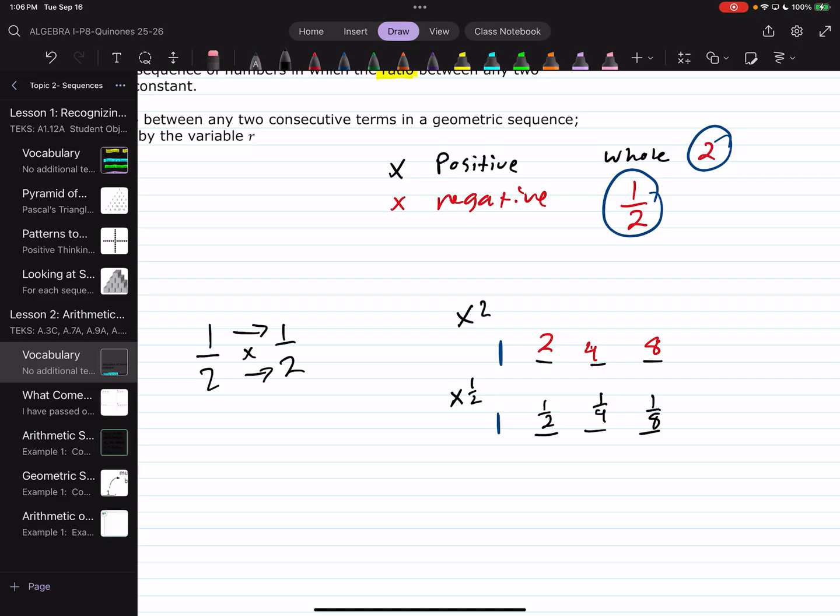When I multiply by a whole number, my numbers get what? And when I multiply by a fraction that is less than 1, my numbers get what? 30 seconds, talk about it with your groups. What did you get?